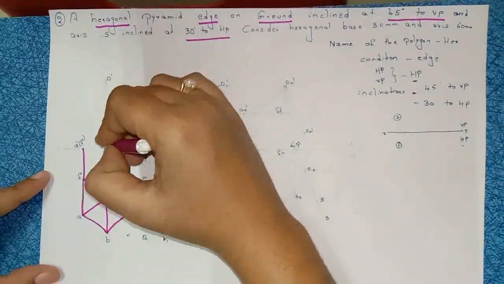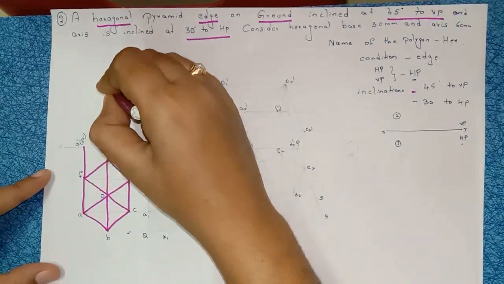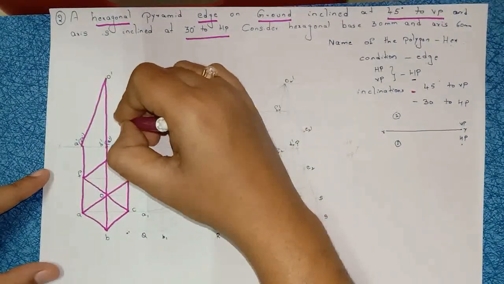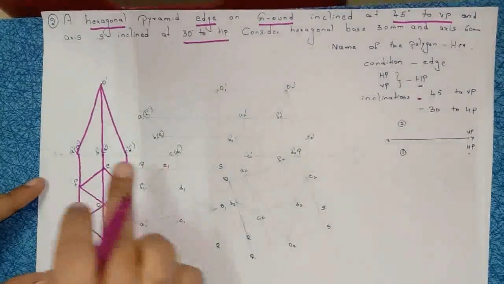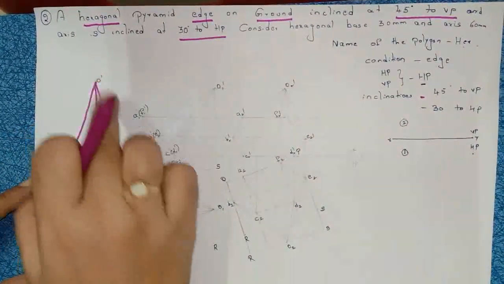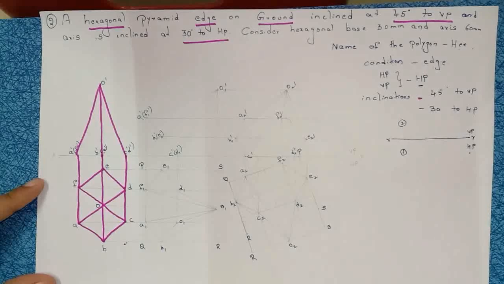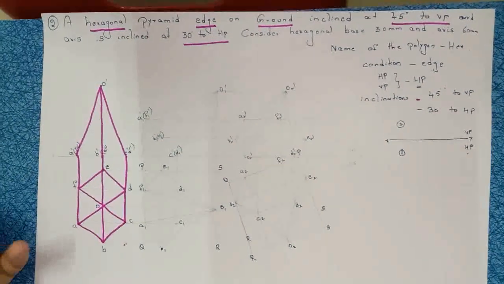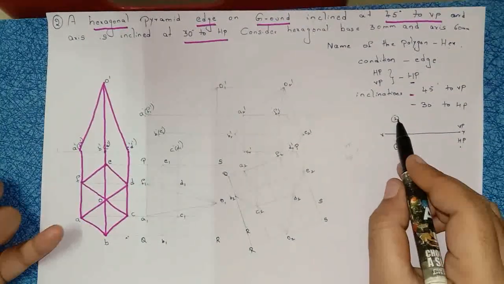Now, the axis height is 60. Take the axis height here, 60. Join this one. You will get the pyramid shape. The pyramid is bounded by triangular shapes, so you have to construct the triangles here. So this is 1, this is 2. Now we completed this one.